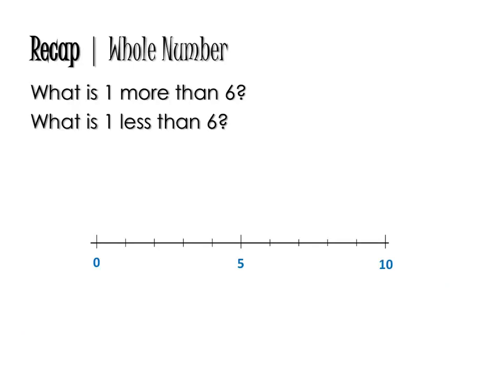So let's recap what we've learned about whole numbers before we move on. What is 1 more than 6? Now first I need to identify where 6 is on the number line. So if 6 is here, 1 more than 6 is 1 to the right, and this will be 7. So 1 more than 6 is 7. 1 less than 6, I will move to the left, and it's 5. Alright, so this is what we have understood when it comes to more than, less than already.